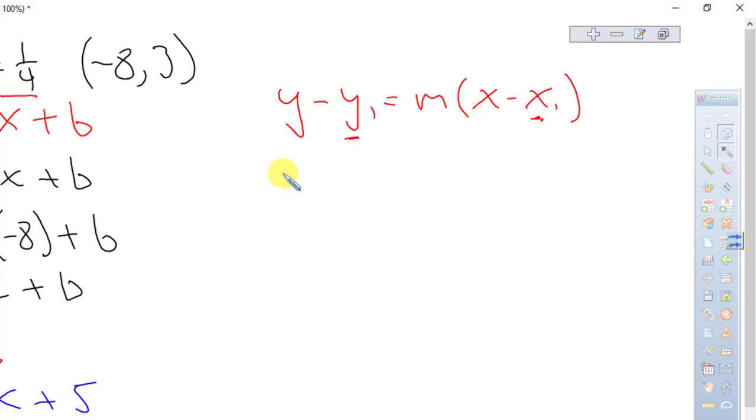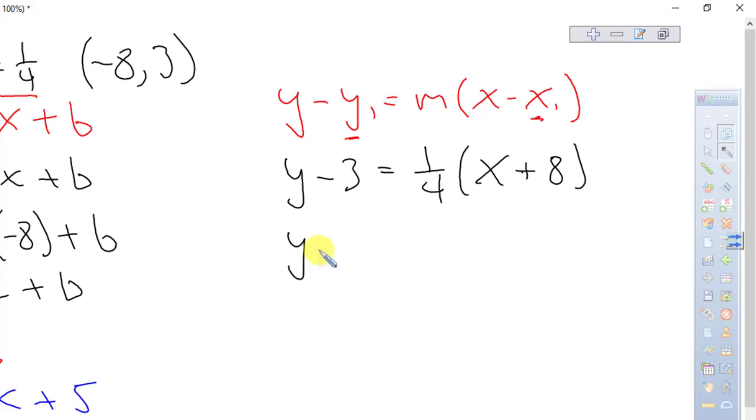So my equation would initially look like this. Y minus 3 equals 1/4 times x minus -8. Well, remember when we subtract a negative, it's kind of like adding. So I'm going to put x plus 8. Now sometimes we might be finished here. If we only need the point-slope form of the equation, I would be done. But if I want to write it in a form that's more familiar, standard form, or in this case, maybe I want to write it in slope-intercept form, I need to rewrite this.